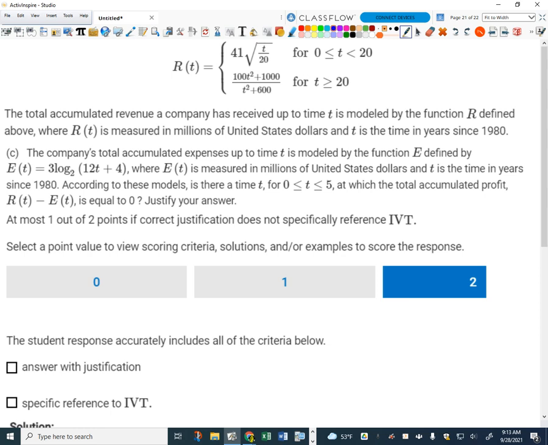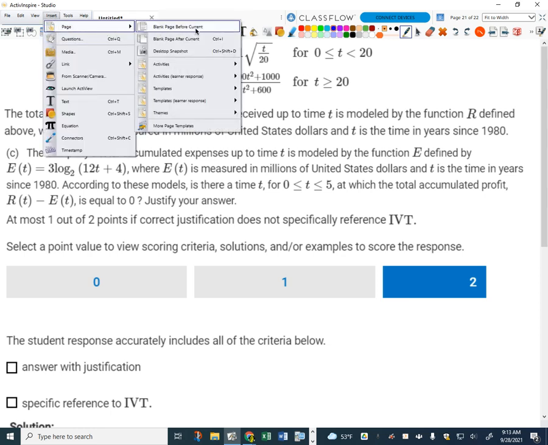Want to review that one real quick? Let's do a 30-second review of the intermediate value theorem. I call these picture theorems. It's easy just to think about this in terms of a picture.